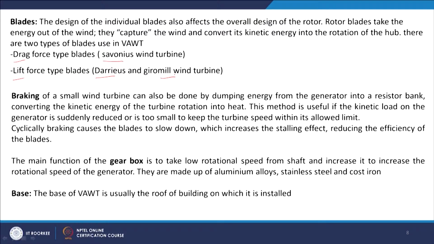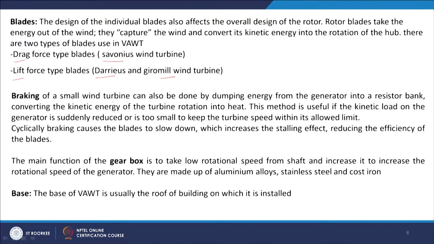And braking, we have already discussed, can reduce the high speed of the shaft, as well as stop it when there is no wind. The braking of a small wind turbine can also be done by dumping energy from the generator into a resistor bank, converting the kinetic energy of the turbine rotation into heat. This method is useful if the electrical load on the generator is suddenly reduced or is too small to keep the turbine speed within the allowed limit.